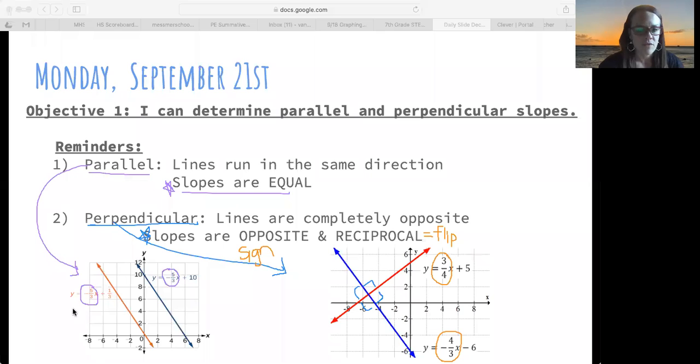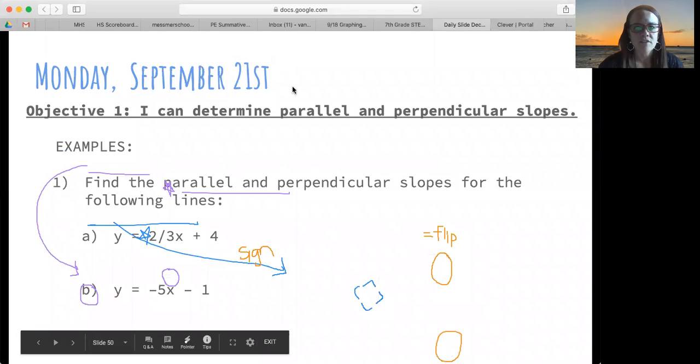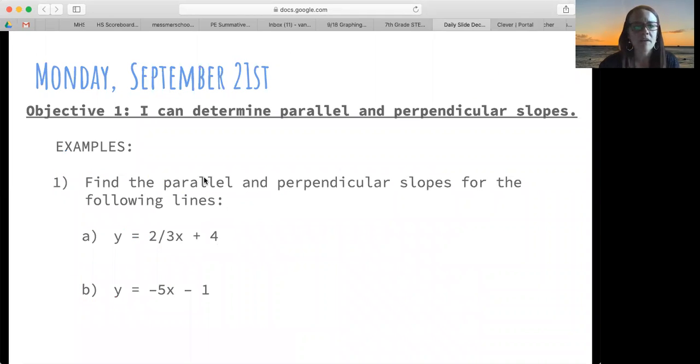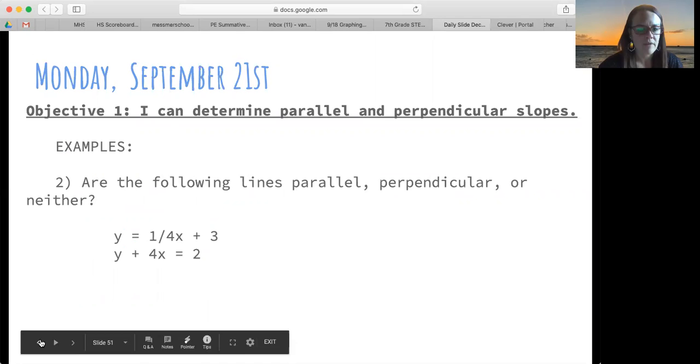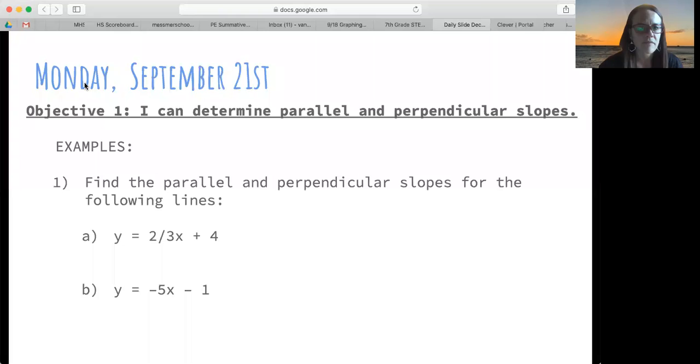Okay, moving on to the next slide. So the first thing that I'm going to ask you to do is just look at an equation and tell me, looking at this, what would be a parallel and a perpendicular slope. So let's start with A. So we first want to look at what is the actual slope. And so the slope here is 2/3.